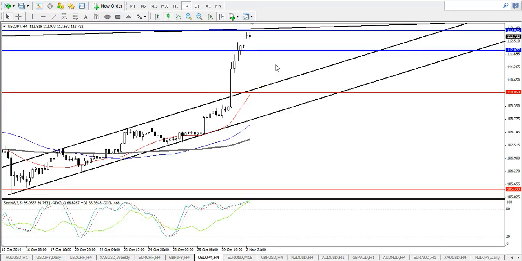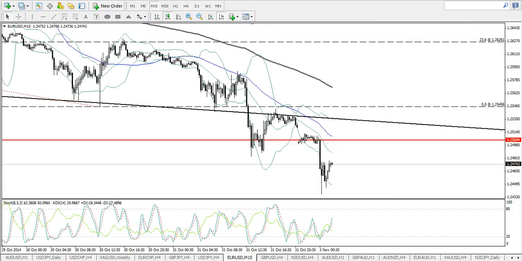Alright, so therefore this is a major trend. Right now we will just wait for a retracement. You may want to trade this retracement and wait for another chance to go for a long. Alright, so that is basically for the dollar against the yen. Next we shall look at the euro against the US dollar.